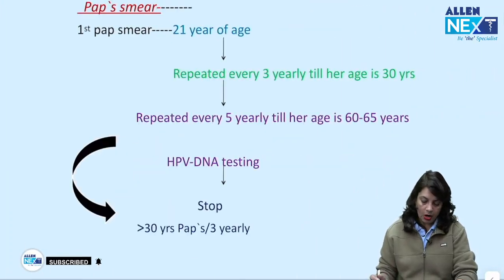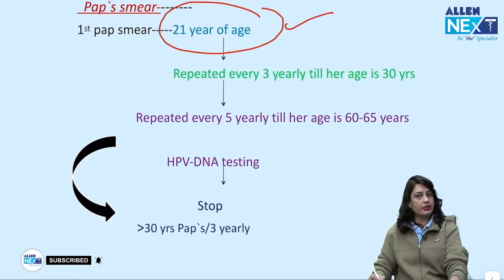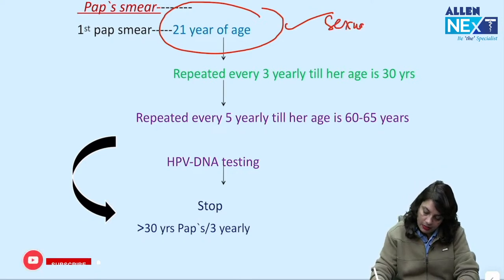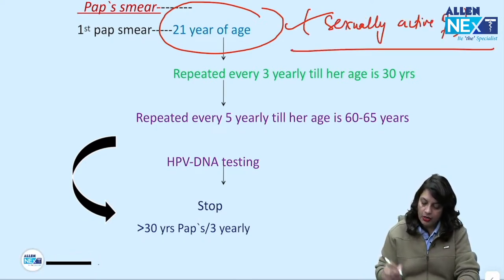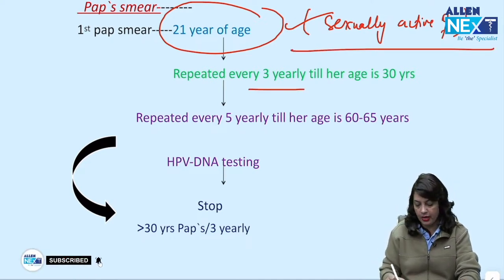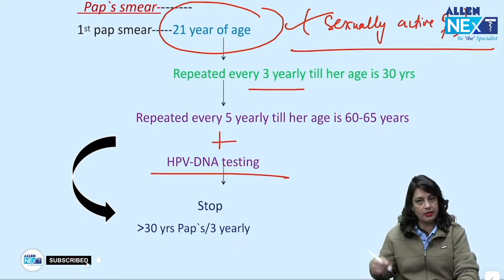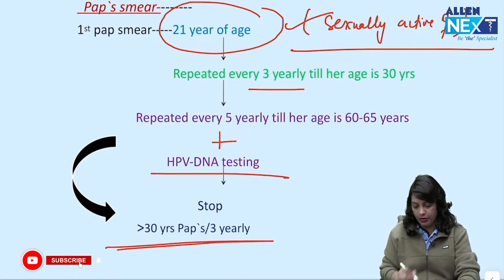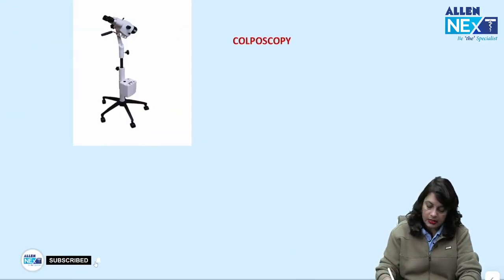Okay. Now pap smear age group is, we start at 21 years of age in a sexually active female. We repeat it every 3 yearly till her age is 30 years, then every 5 yearly along with HPV DNA testing till 60 to 65 and then stop. If the facility for HPV DNA is not available, then we can do pap smear every 3 yearly after 30 years. Next, this is colposcopy.